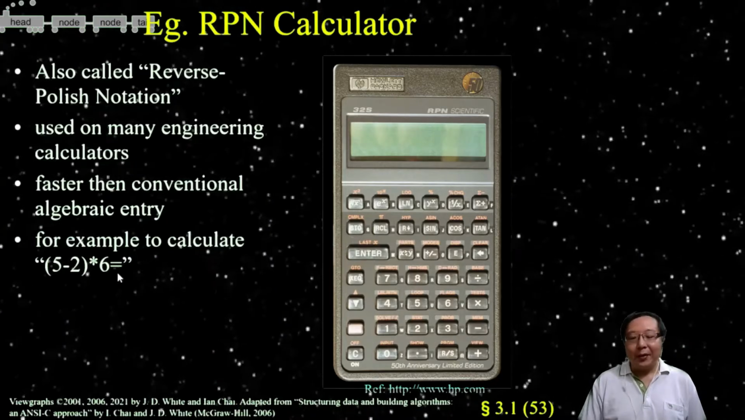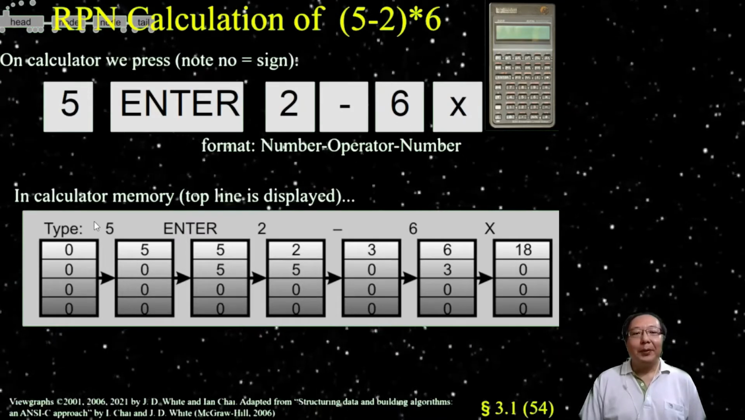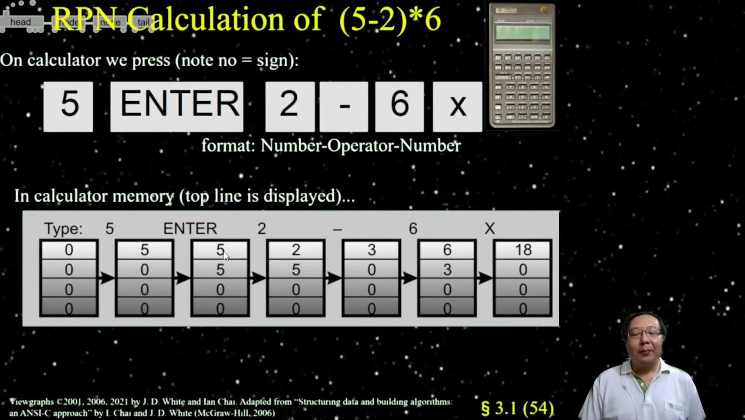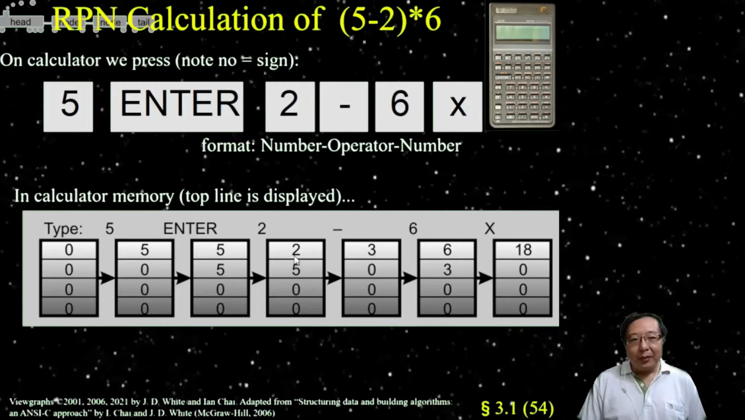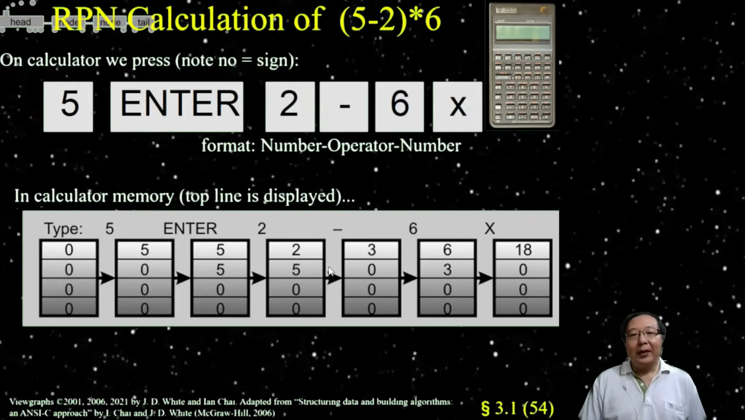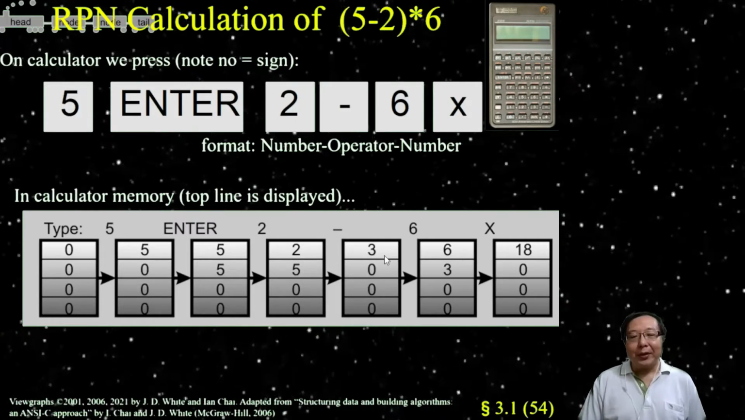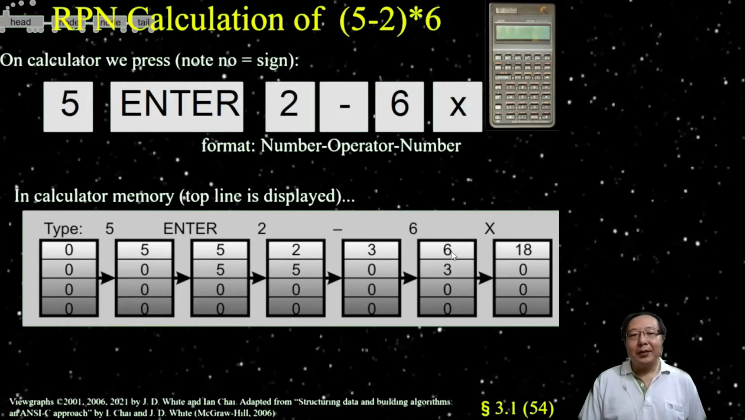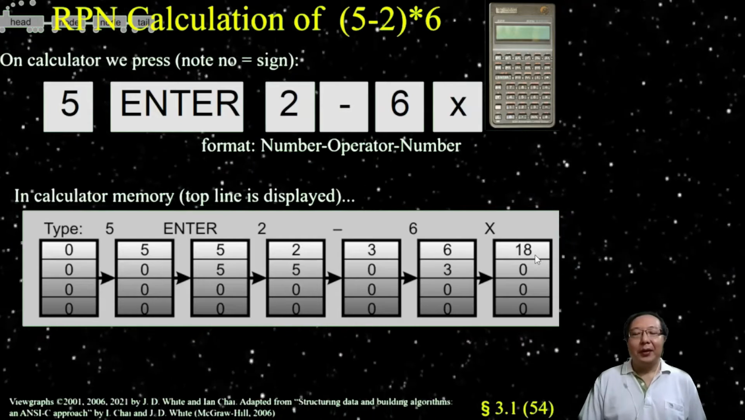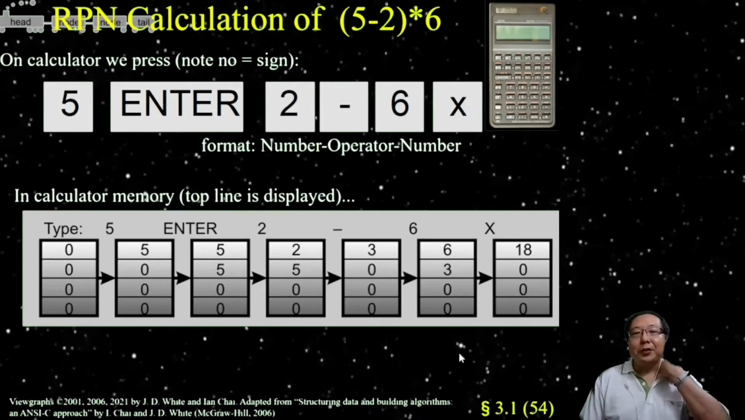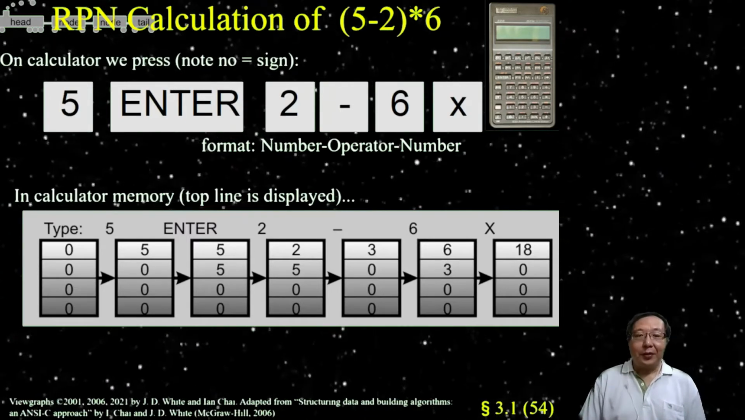So for example, if you want to calculate this, we say 5, enter, 2, minus, 6, times. What happens in a stack is that you push 5, and then you press enter. Then you press 2, the 5 is pushed down, and then you press minus. It takes those two numbers and subtracts them, and you're left with 3. Then you push 6 on top of the stack, and you press times. It takes those two and multiplies them. So this is an example of a reverse Polish notation calculation, which is called postfix calculation.